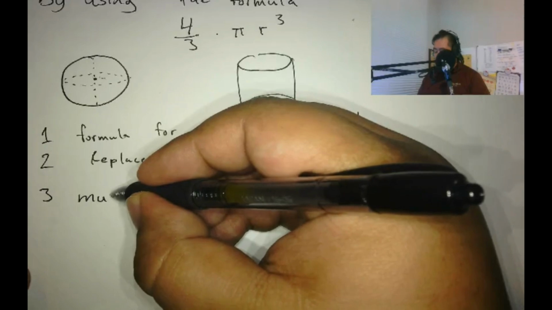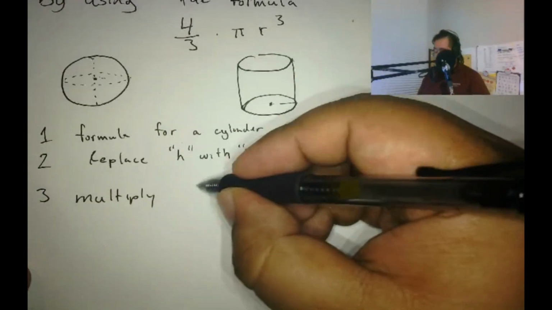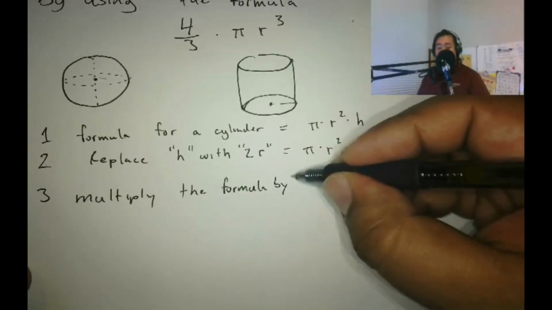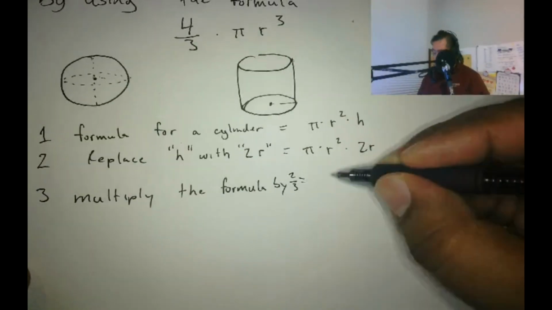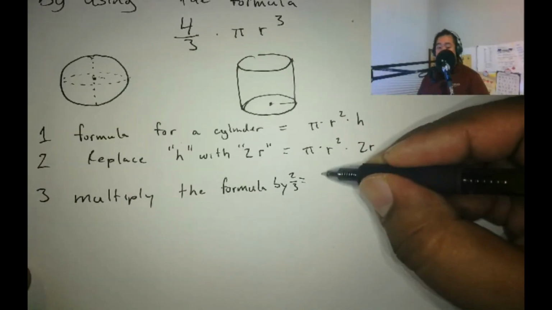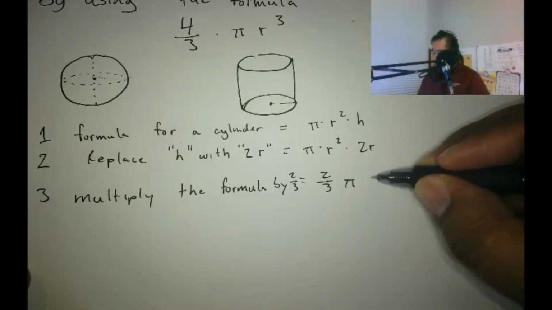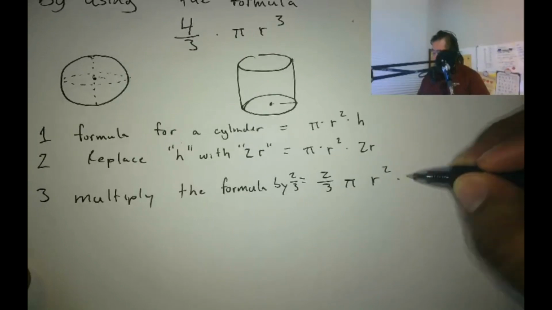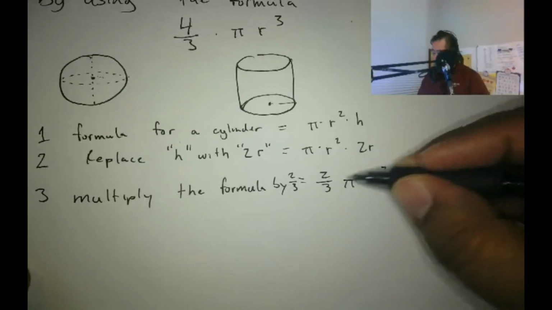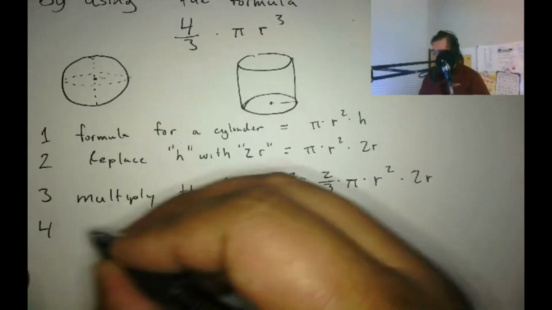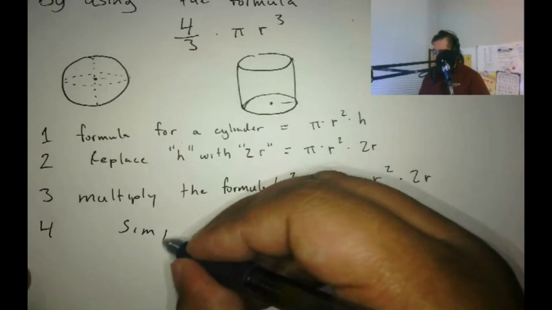Now when I have the volume of a sphere and the volume of a cylinder with the same radius and the same height, my formula is always going to be 2/3 the size of the cylinder. So I'm multiplying the formula by 2/3. So my formula becomes 2/3 times pi times r squared times our 2r. There's a whole lot of numbers that I have to deal with. So to make it a lot easier for me to work with, my last step is to simplify it.